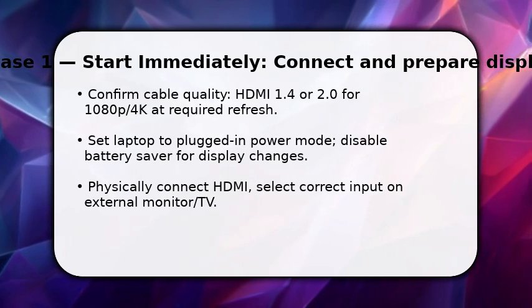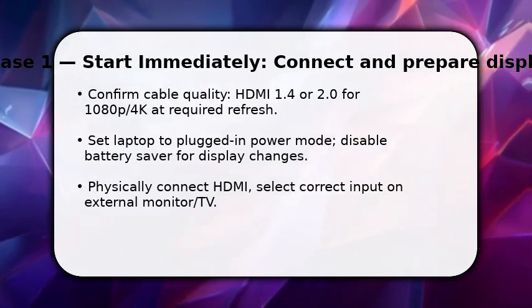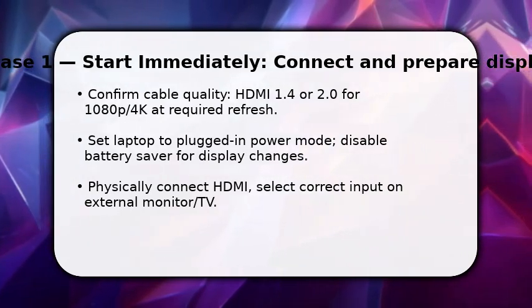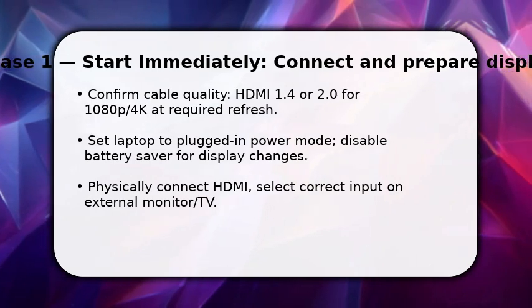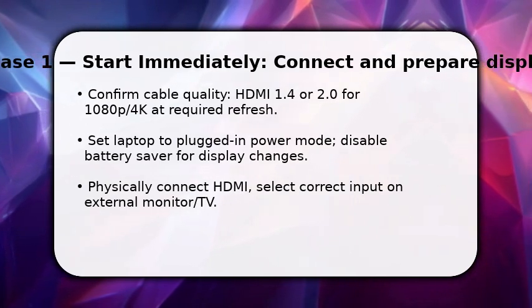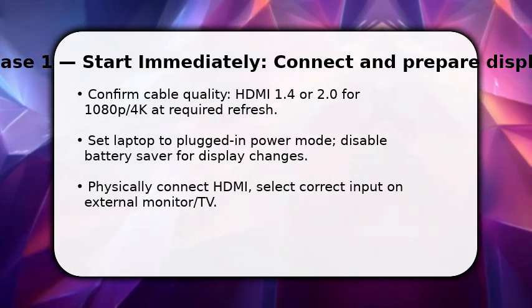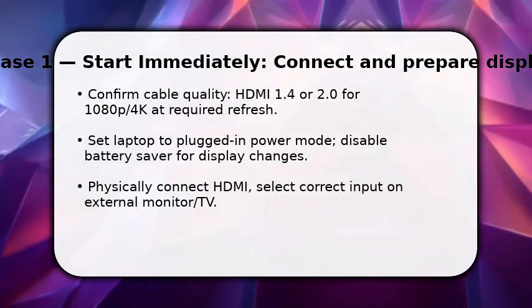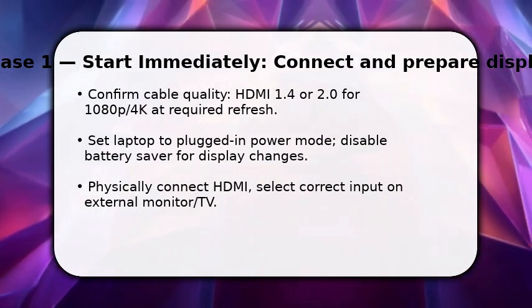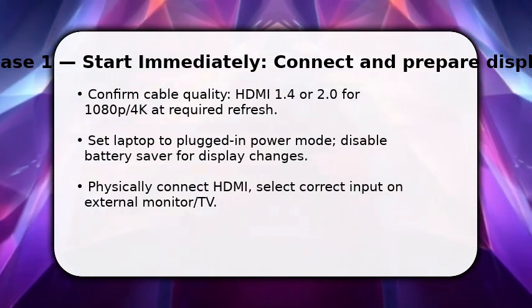Plug the HDMI cable into the laptop and the external display, then switch the monitor to the correct input. Make sure the laptop is on a stable power profile because power saving can block resolution changes. Once connected, use the keyboard shortcut, usually Windows plus P, to pick a basic mode: duplicate, extend, or second screen only, so you can see the display before changing resolution. This immediate setup gets you into the display settings panel without delay and prevents blind changes.